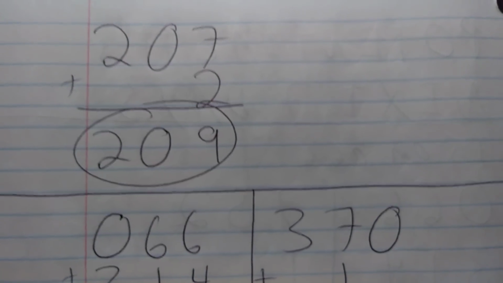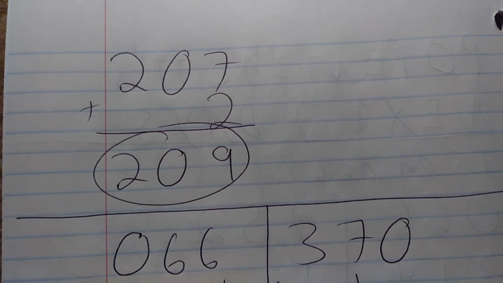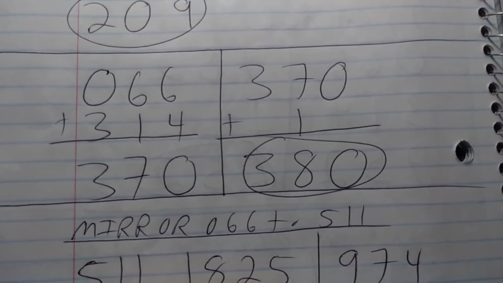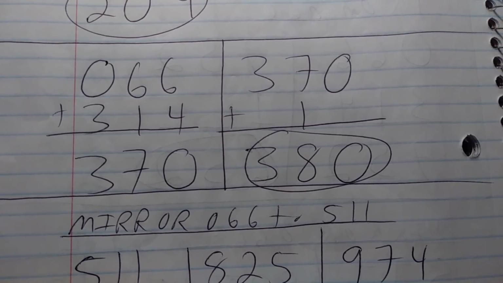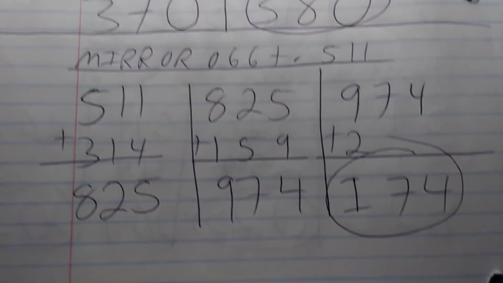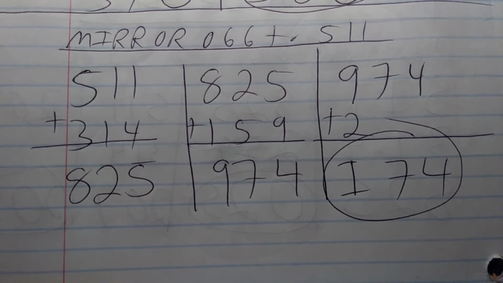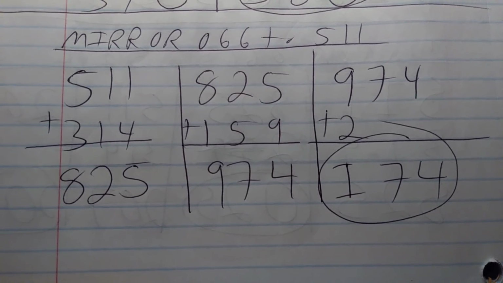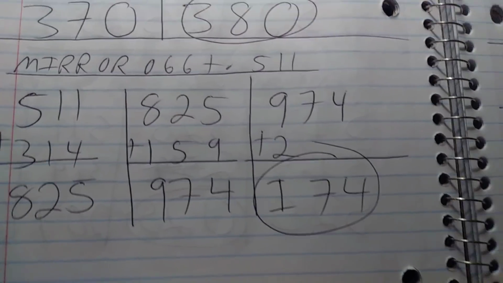So you're also going to take 207, add 2 to that, and then that's 209. And then at 066, you're going to add on 314, so that's going to give 370. Add 1 to that middle digit, so 380. You're going to mirror the 066 to 511. So again, we already did the math on 825. Add 159, so that gives 974. Add 2, and then that's 174.